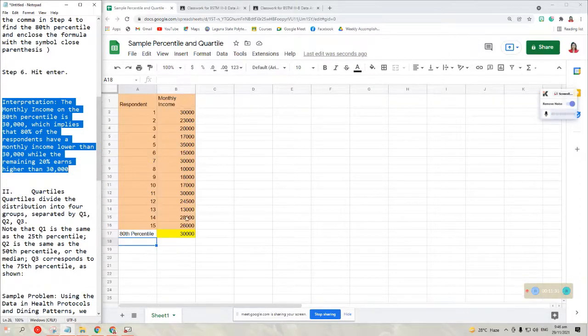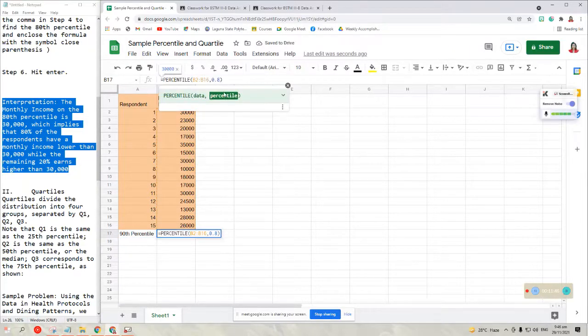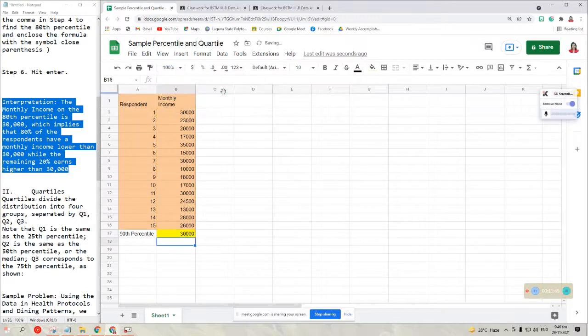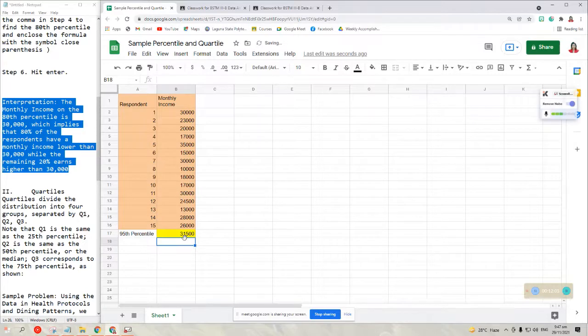Ngayon, baka may magtanong, ma'am, paano po kung 90th percentile yung gusto kong kunin? Paano po kung 95th percentile yung gusto kong kunin? Paano po kung 5% lang? So, sige, isa-isahin natin. So, kapag ka 90th percentile, ang babaguhin nyo na lang po ay yung decimal dito. Instead of 0.8, 0.9. Okay? Now, paano kung ang gusto nyo ay 95th percentile? So, this is just going to be changed to 0.95. Ayan. So, that is going to be 31,500 naman.